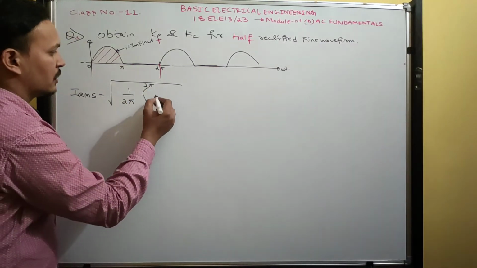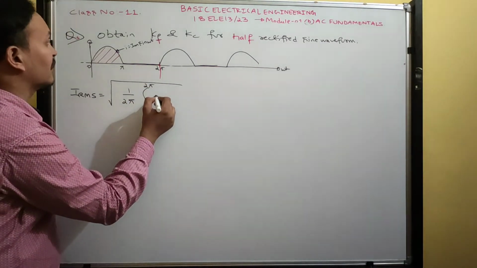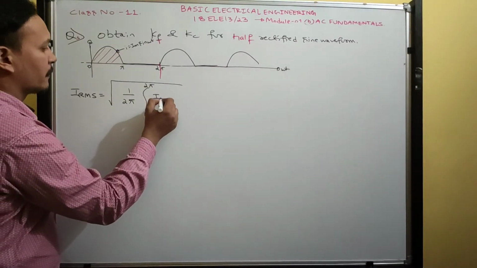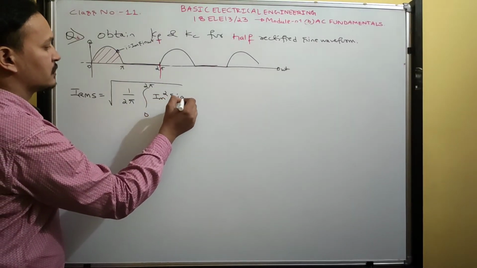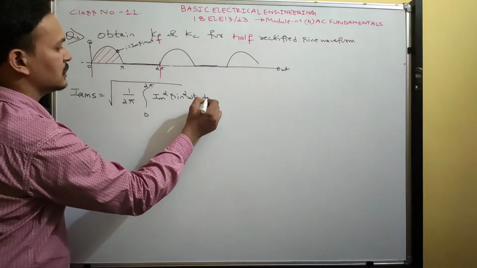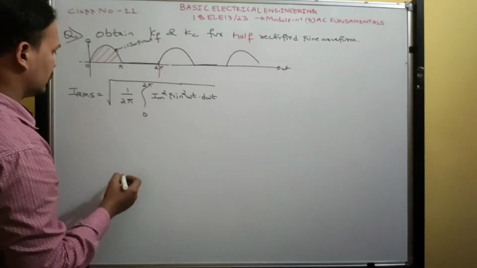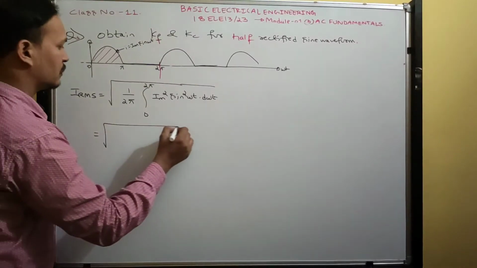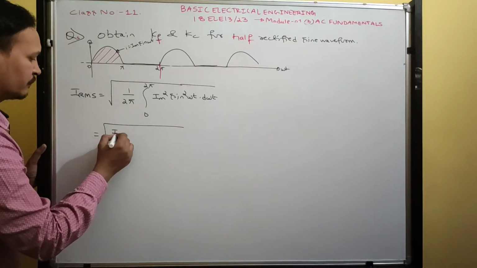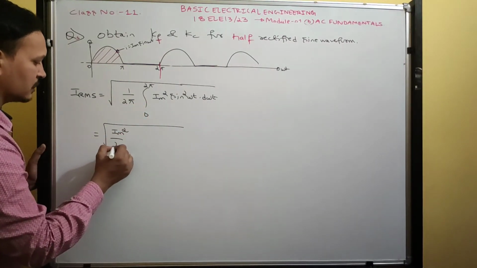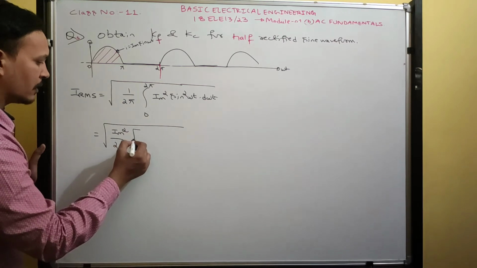0 to 2 pi, I square into dt. What is I value? Im square sine square omega t into d omega t. So now take Im square outside. So Im square by 2 pi.